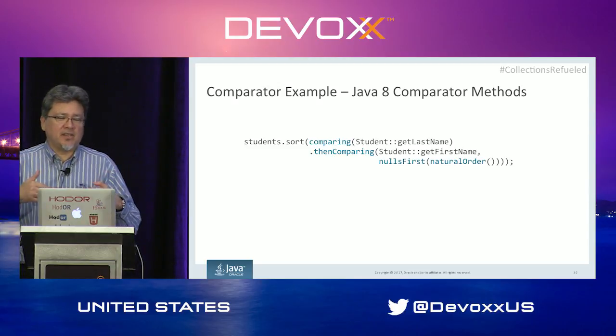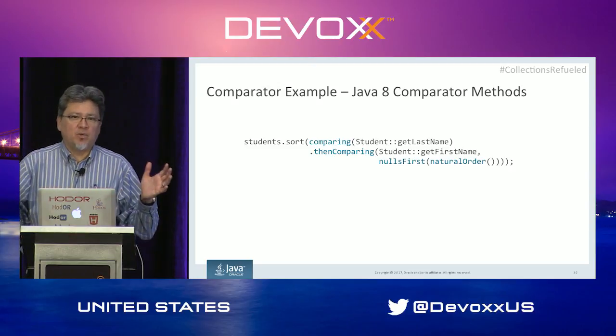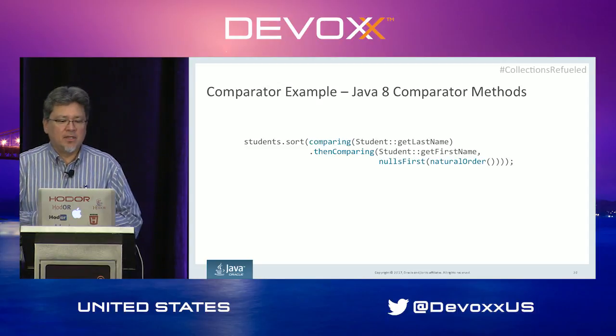And so instead of writing that out by hand, comparator.comparing does that for you. And so you just say which field you want. I want to get the last name. Okay, boom, there's a comparator that compares last name.